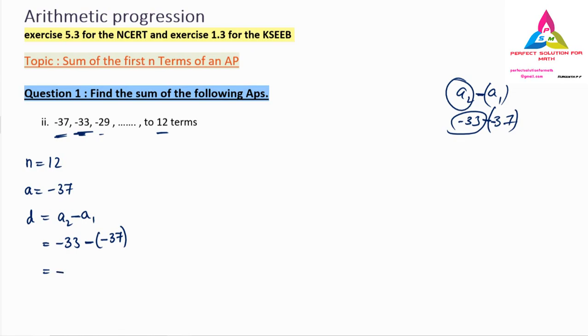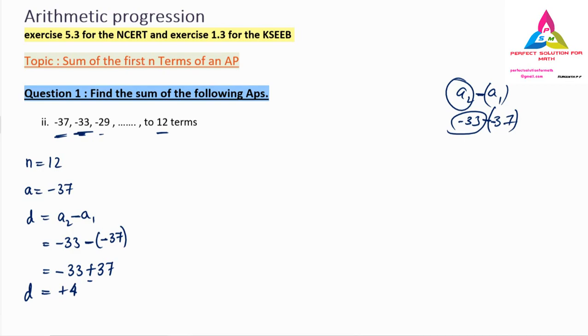So minus 33 I will write down as it is, minus into minus will become plus, so 37 as it is. Here the greatest number has the plus sign, so plus it is. Next, 37 minus 33 is 4, so the d value is plus 4. This is the first thing we have to write down.